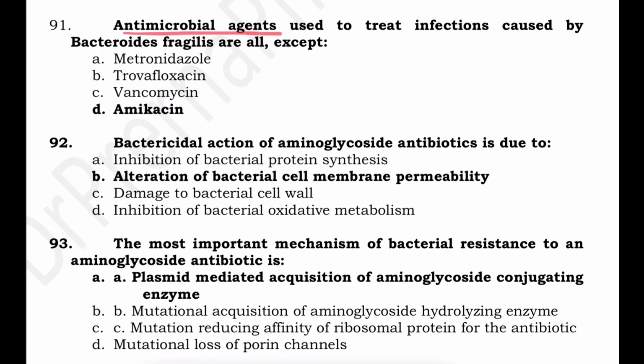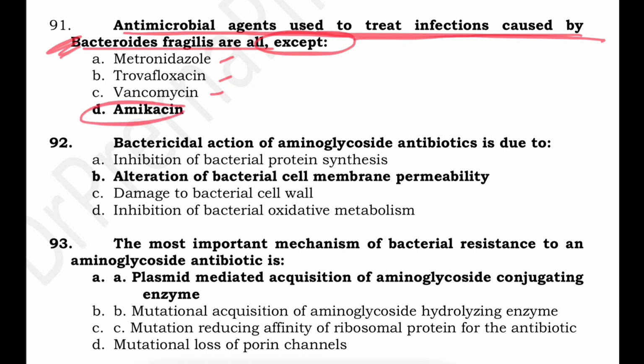Coming to aminoglycoside antibiotics, antimicrobial agents used to treat infections caused by Bacteroides fragilis are all except. So Bacteroides fragilis is an anaerobe: metronidazole, ofloxacin, vancomycin, and amikacin. Amikacin is not used for the treatment of Bacteroides fragilis. Metronidazole can be used in anaerobic infections, ofloxacin can be used, vancomycin can be used.